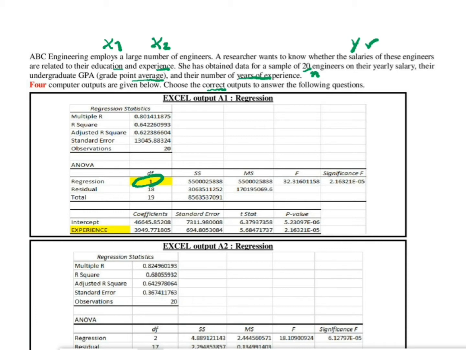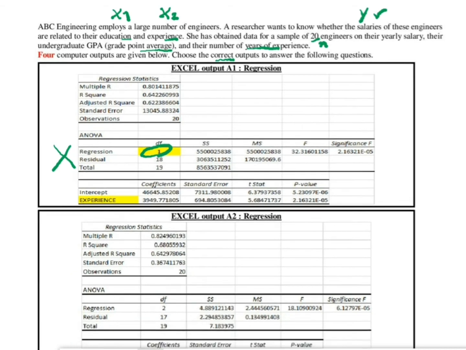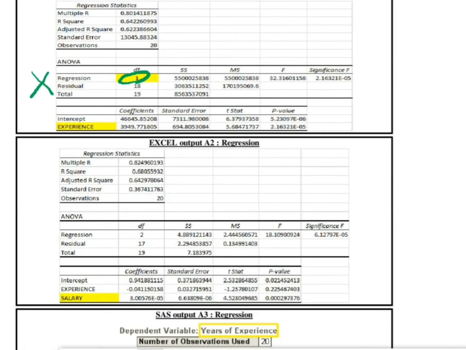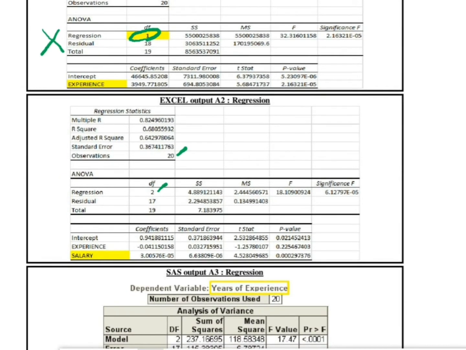So this output is for the regression model with 1 predictor. So not for us. And the second one, number of observations 20, n is 20, correct. x1, x2, 2 predictors, correct. And here experience is the dependent variable, false. Salary is y, it mustn't be here, false. Therefore, not this output.